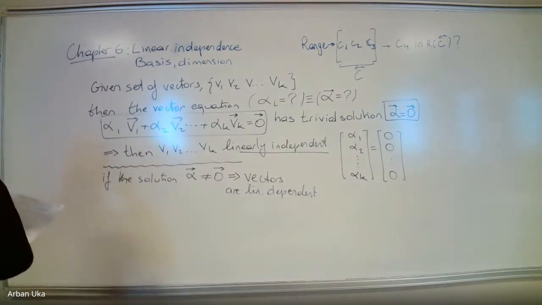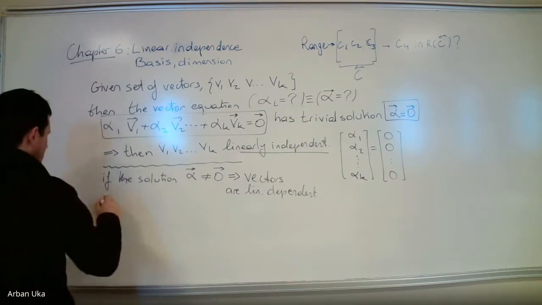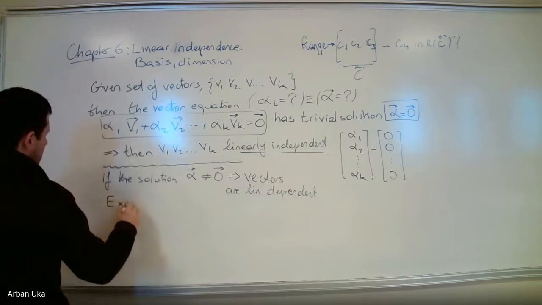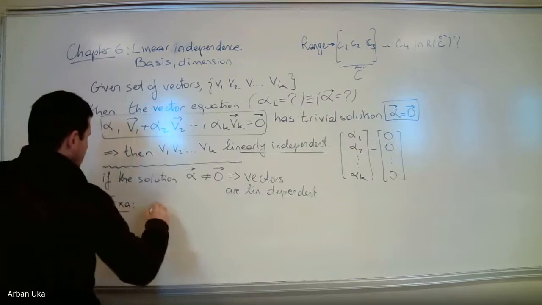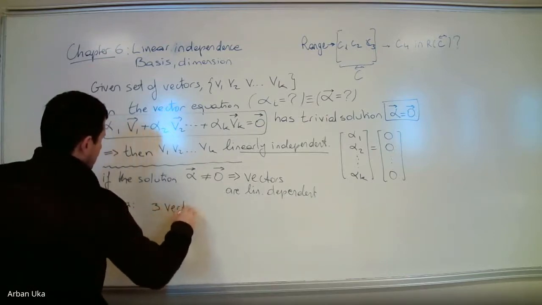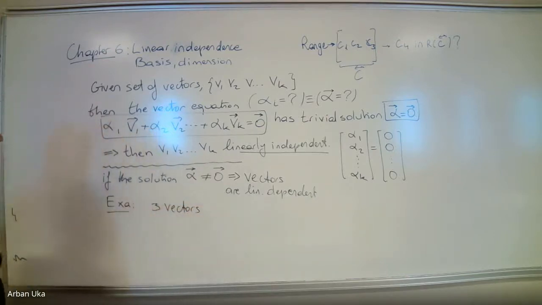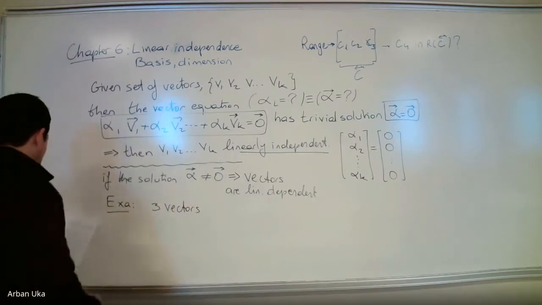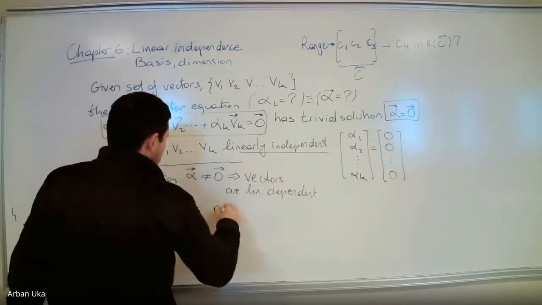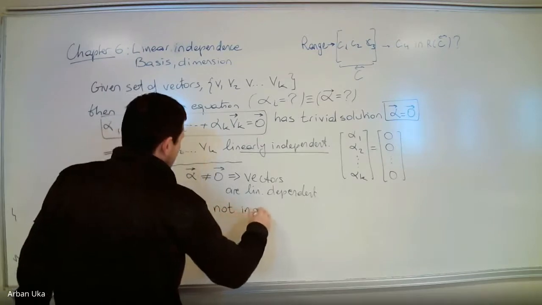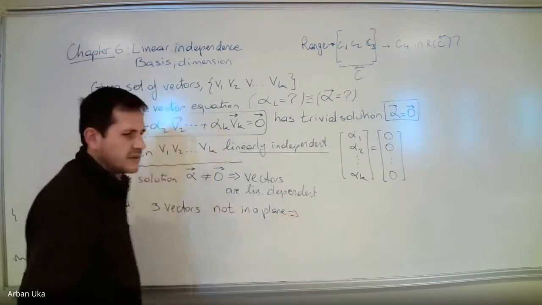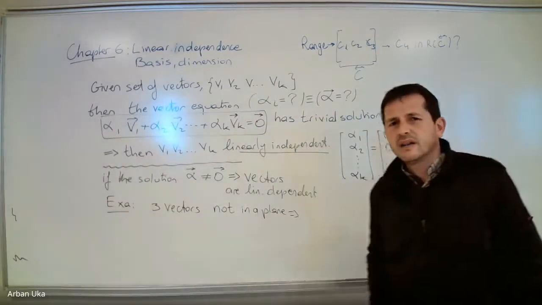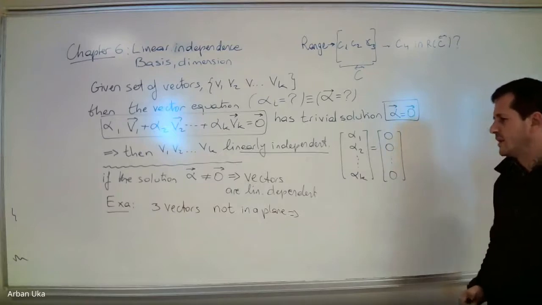For example, let's assume we have three vectors, they can be vector A, B, C. If these three vectors are not in a plane, what can we say about these vectors? So we have three vectors, they are not in a plane. Are these linearly dependent or independent? How could you answer this?